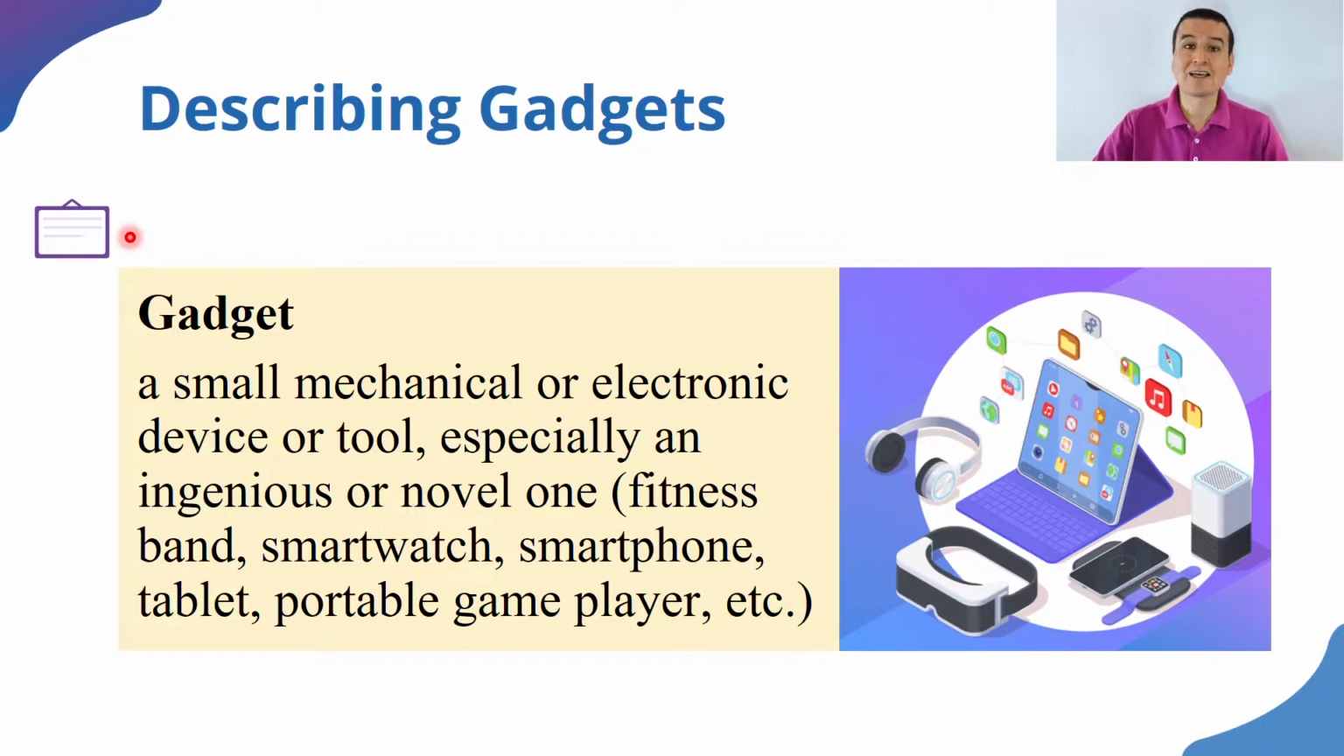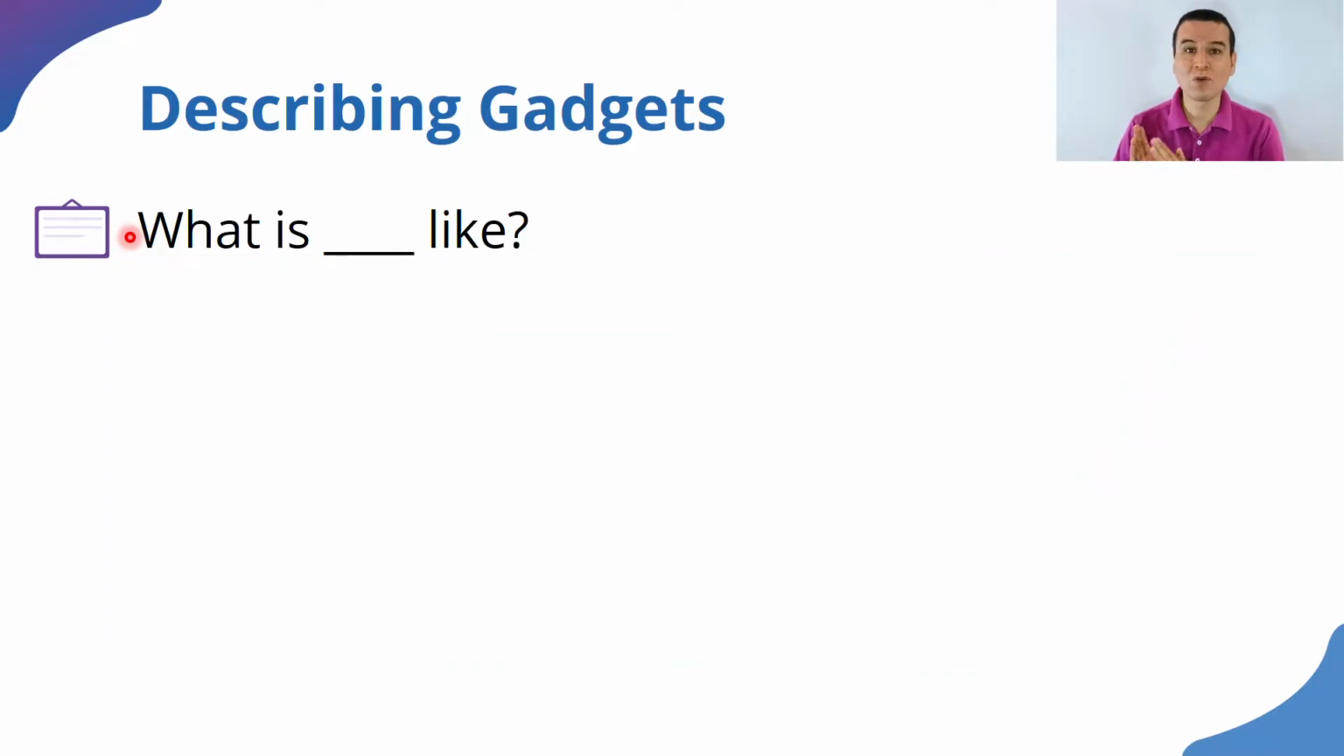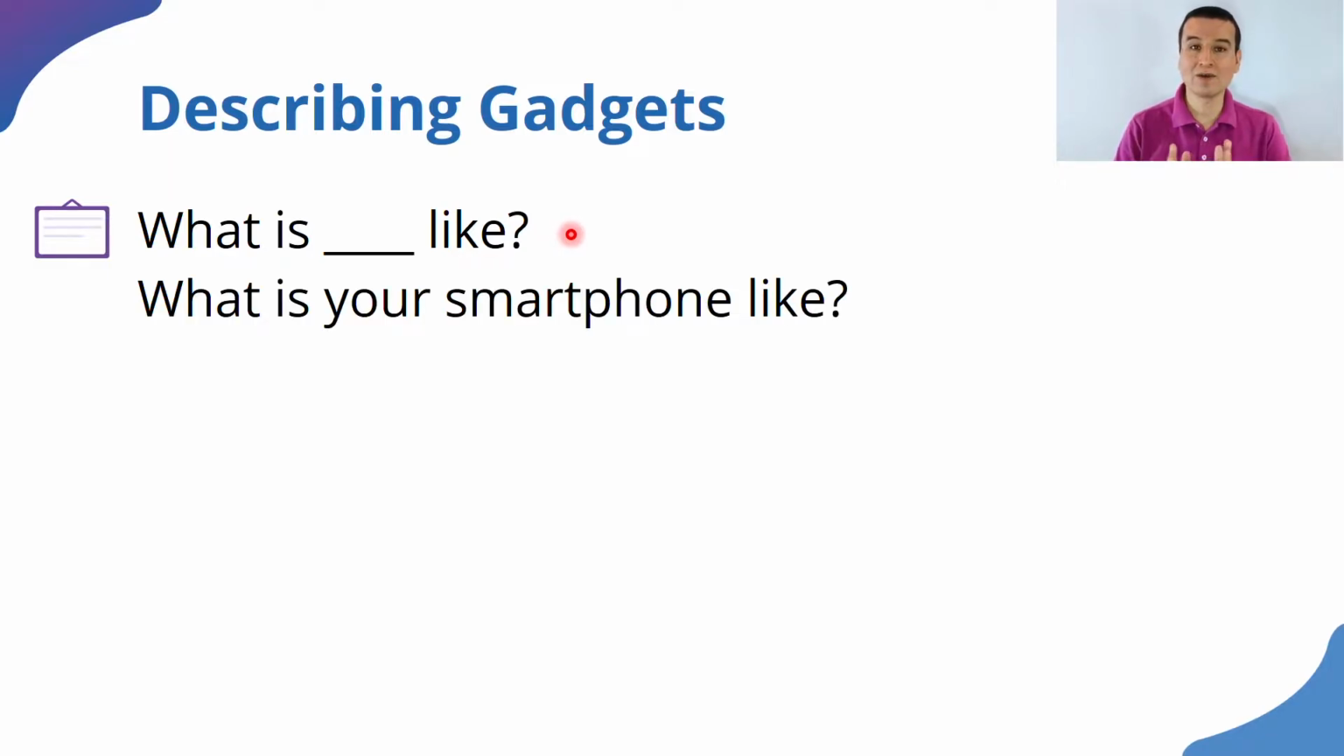To describe gadgets, we may have to answer a question. How do we ask about the characteristics of a gadget, or how do we ask somebody to describe a gadget or anything? We use the format what like. We say something like what is, and then we say the name of the object, and then we say like. For example, if we want to ask somebody to describe a smartphone, we would say, what is your smartphone like? We never say, how is your smartphone? Because we're not asking about how the smartphone feels, all right?